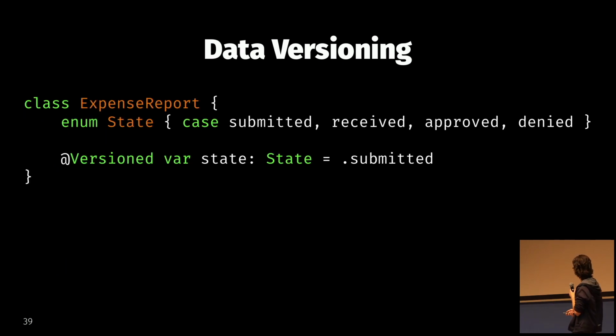And then in your code, for instance, let's say that we are working on an application that manages expense reports. These reports have states, so they can be submitted, received, approved, or denied. Well, in our model, we have a variable which models the state, and we just need to add the @ version. And now this variable will be tracking a history of everything that happened. And if at some point we run into a bug, we are going to be able to inspect this value, either with a debugger or by accessing logs or things like that.